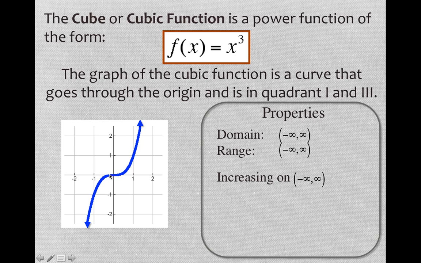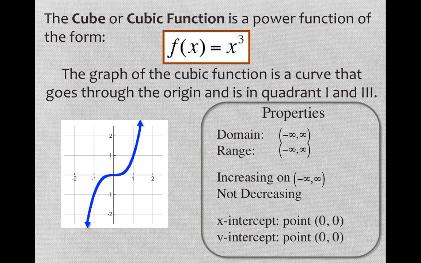So don't get this confused. Just because we can't draw it and show all the little increasing increments through here, it is still continually increasing, getting closer and closer and closer to 0. It hits 0 and then begins to get bigger and bigger and bigger. It does not decrease and it is not constant at all. The x-intercept and the y-intercept are both (0, 0).